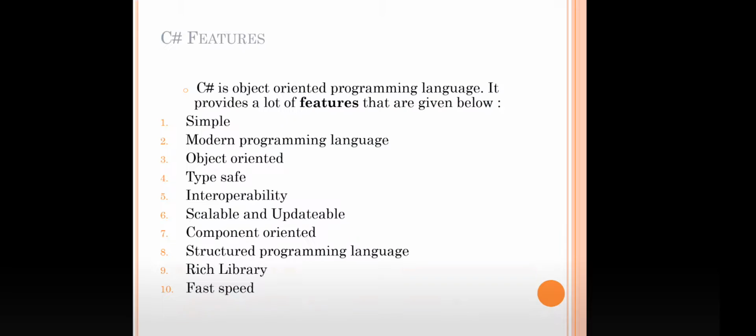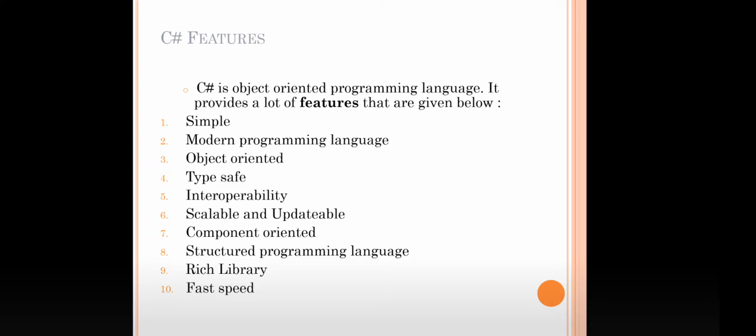Now the C Sharp features. Telling about features, C Sharp is object oriented, as you all know. It provides lots of features that are given below. Let's discuss one by one. Simple. It's very simple. Now, modern programming language. Yes, it's modern and contains loads of features compared to other programming languages. At the time when it first came to market, there was no comparison of this with other languages, and today it's a very useful, very powerful language to develop gaming applications and high level applications.